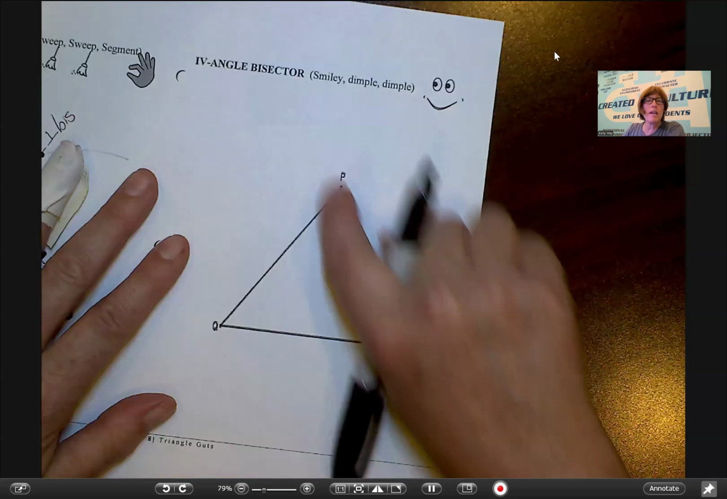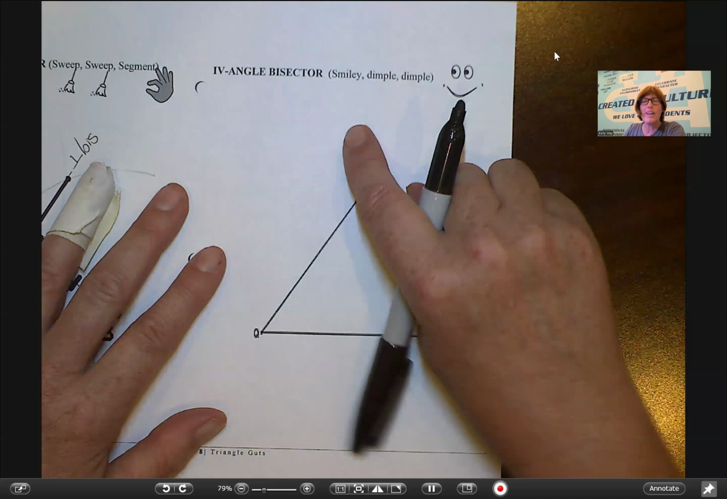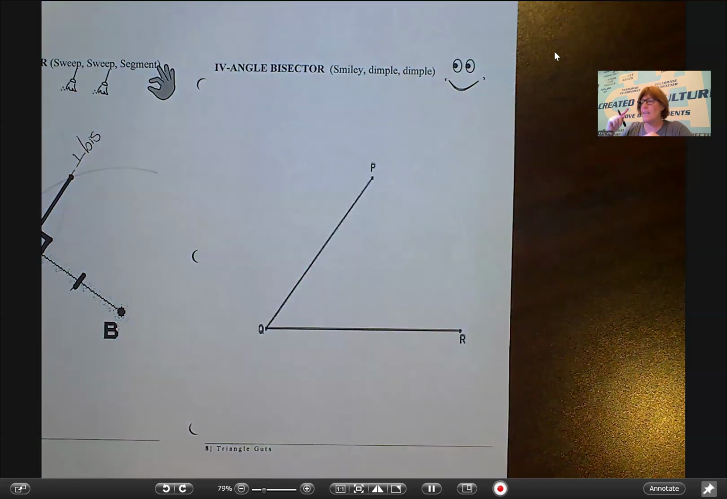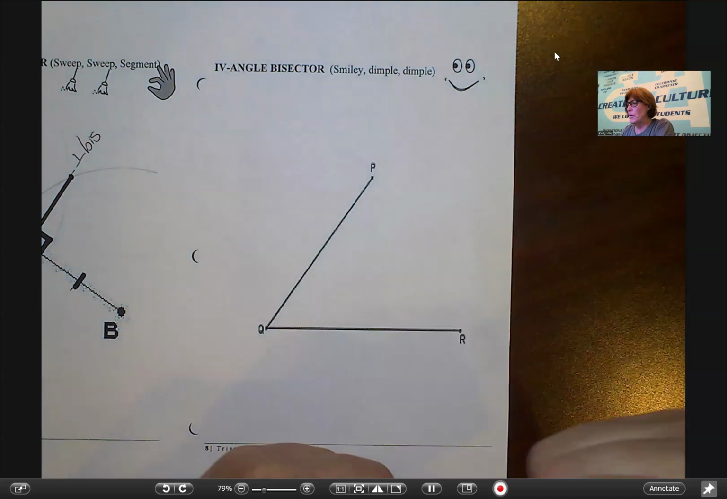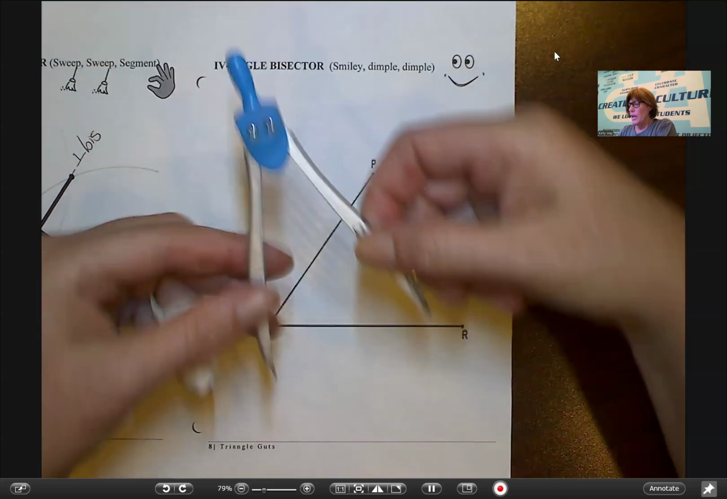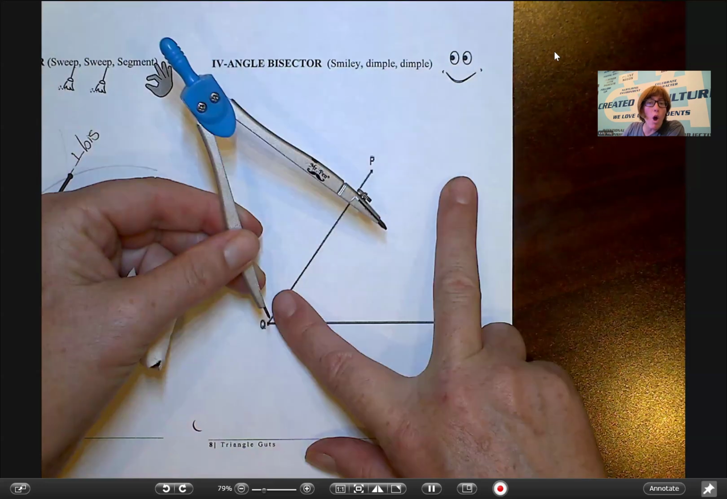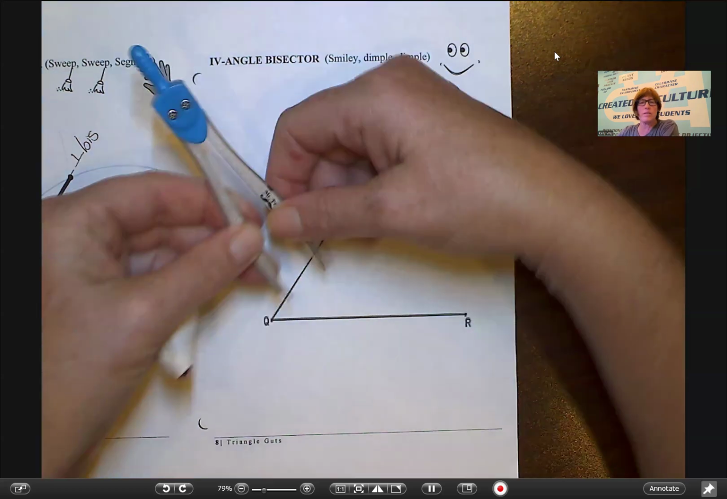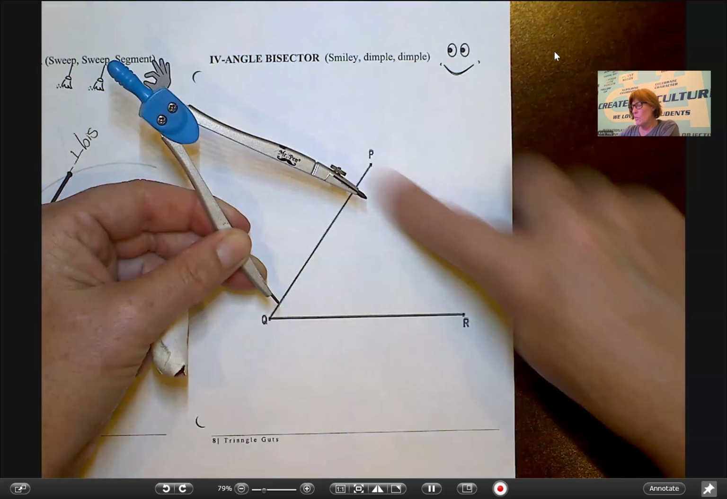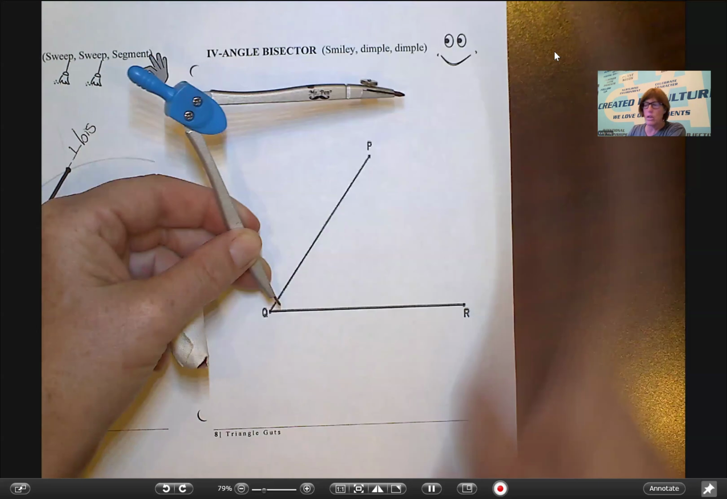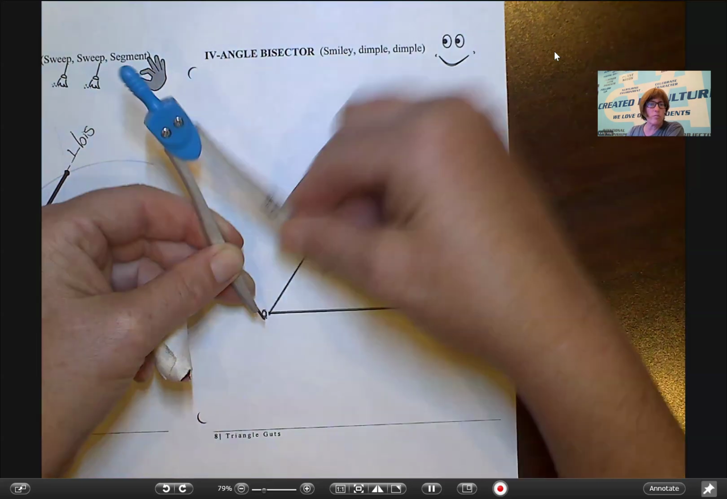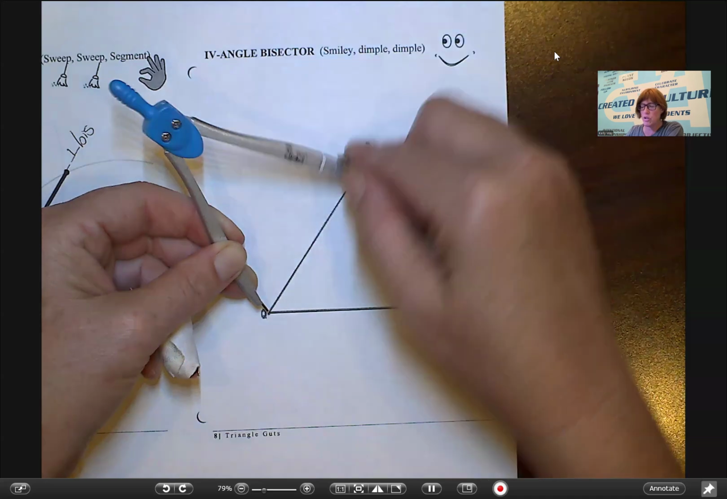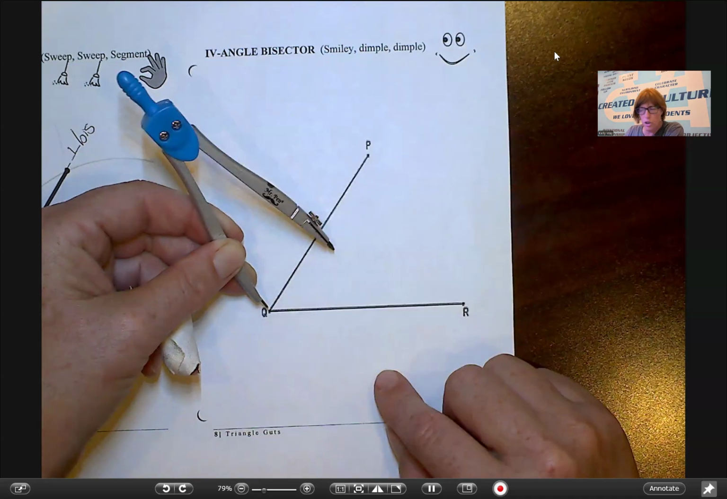Last one is an angle bisector. It's also smiley, dimple, dimple. Let me show you what I mean. It doesn't matter how far your compass setting opens. What does matter is that you open it up so it's somewhere between the arms of the angle. In other words, I'm not going to go way out here. I could go as small as this. I can go right to the edge if I want. I tend to just go through the middle-ish.